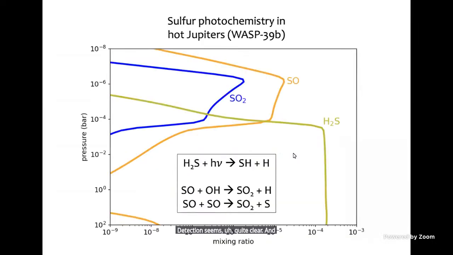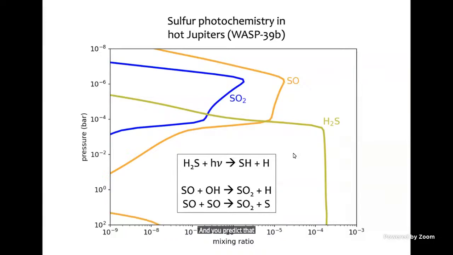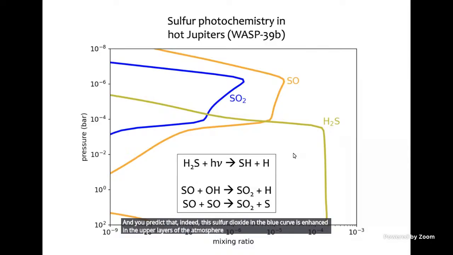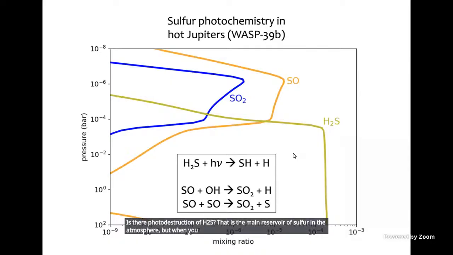And in fact, if you do some disequilibrium model, including the photochemistry, you predict that indeed this sulfur dioxide, in the blue curve, is enhanced in the upper layers of the atmosphere due to photochemistry. The process that explains this is basically the photodestruction of H2S. That is the main reservoir of sulfur in the atmosphere, but when you go up, it starts to be photodissociated, and at some point, these oxides start to be produced.